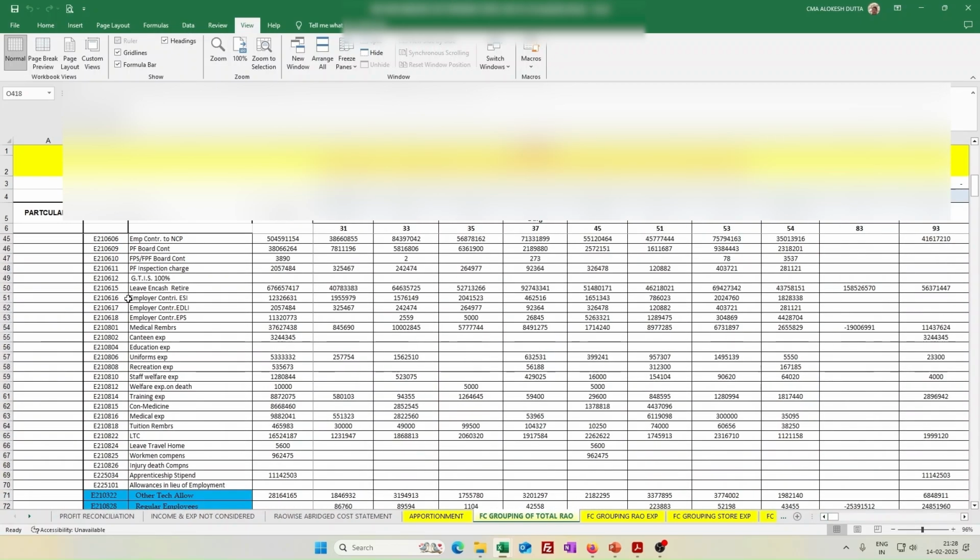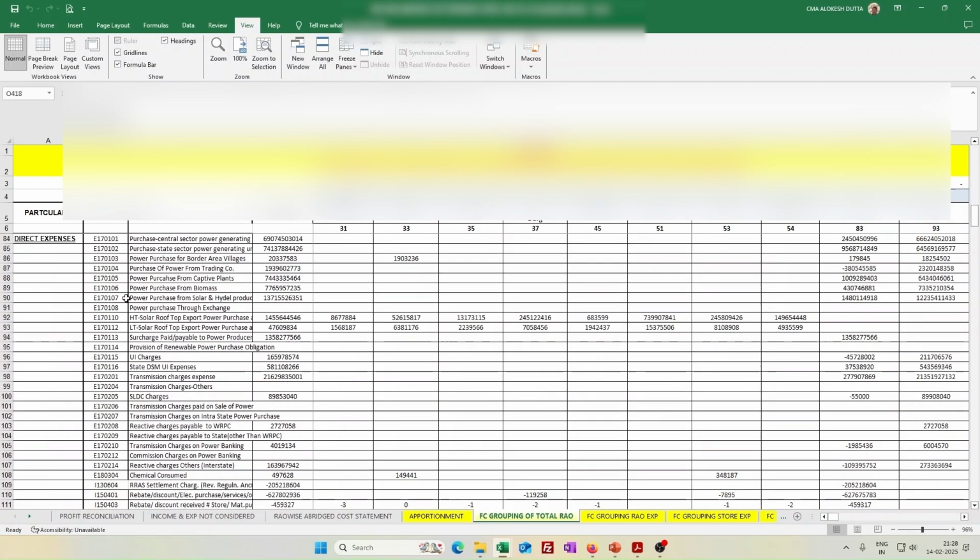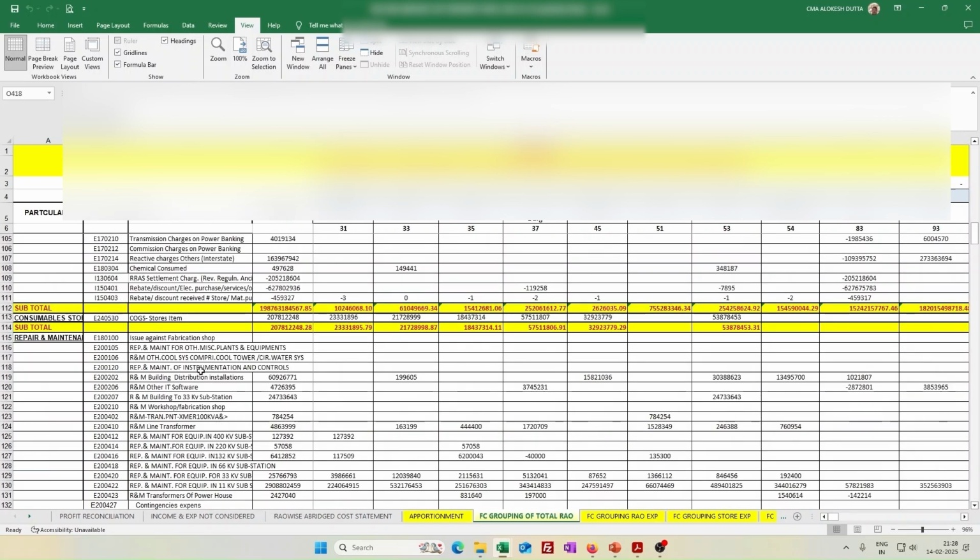You have to, this is the toughest work. You have to do it by using the VLOOKUP command. From the trial balance, you have to map this as per financial code and groupings. This is called financial groupings. And if you do this financial grouping correctly, the rest of your work will be very easy.